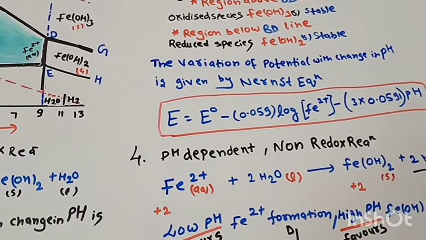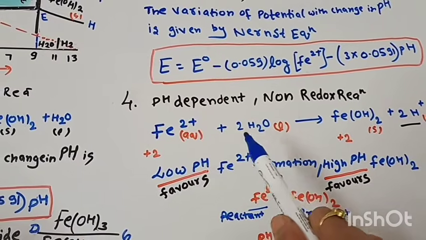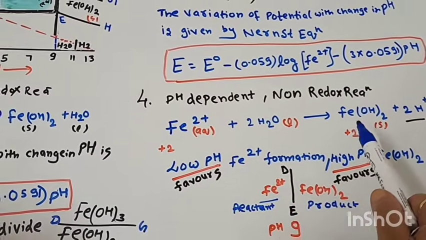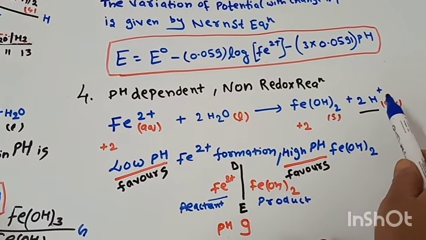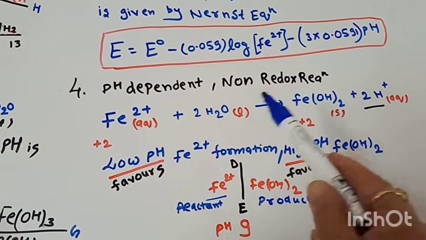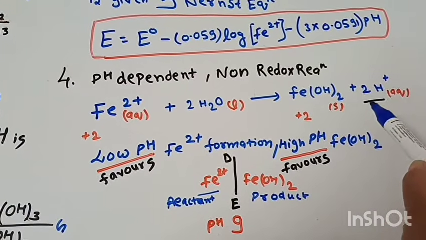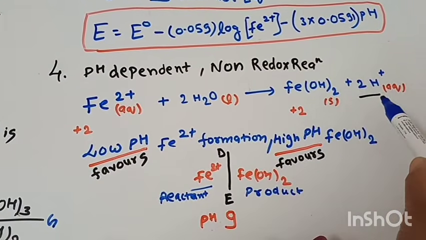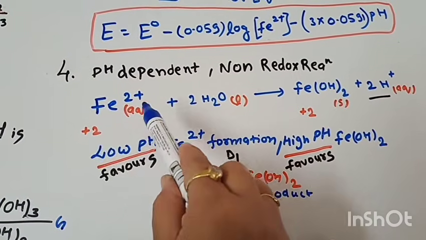So now let us see the next reaction. Our next reaction is Fe2 plus reacting with the water molecule to convert into ferrous hydroxide, and H plus ions are liberated. So student, you can see from the reaction itself that it will be pH dependent, as H plus ions are liberated here, and we can see the oxidation number of Fe2 plus is +2.